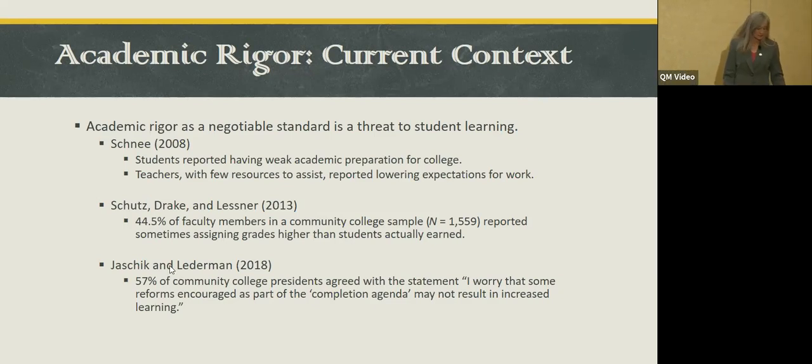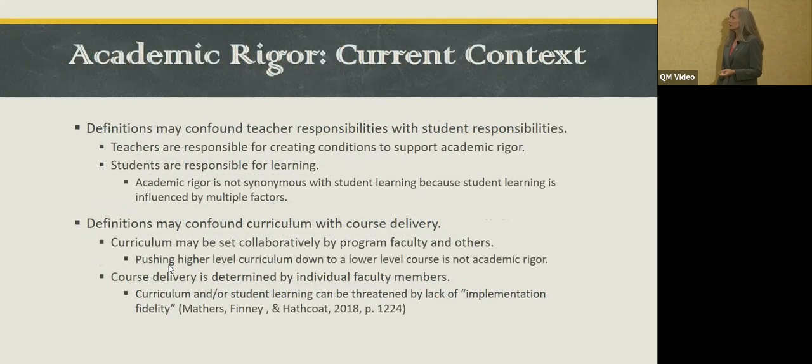What I noticed as I was looking at the definitions of academic rigor in the literature, there's confounding teacher responsibilities and student responsibilities, and I'll show you an example of that. And it may be confounding curriculum with course delivery. Curriculum may be set collaboratively by program faculty. It may be affected by program accreditation standards, but that's separate from the teaching decisions that we make in the classroom.